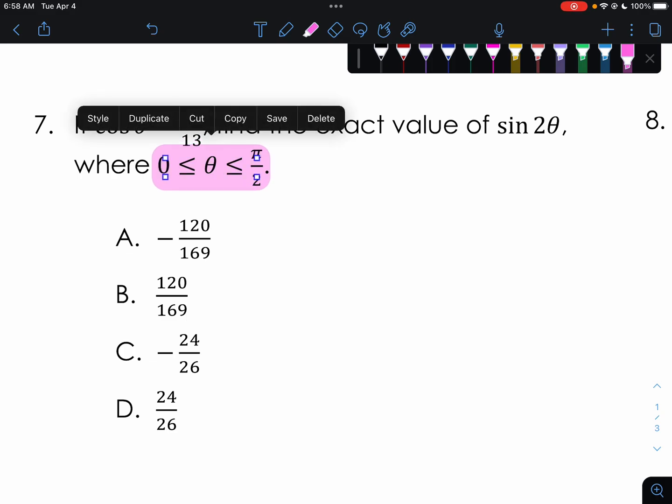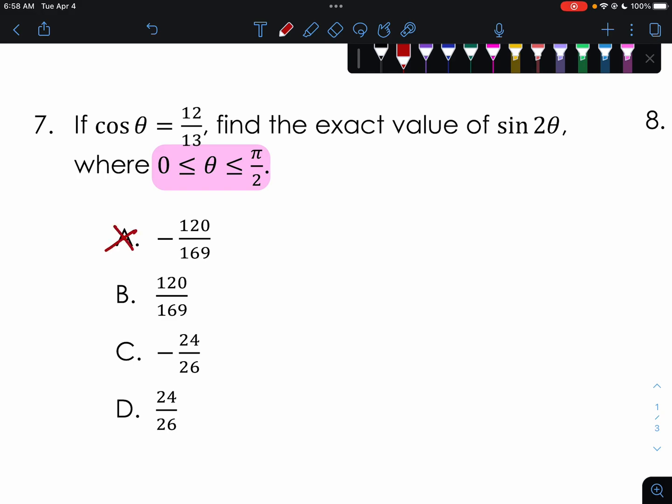What do we know about first quadrant angles? They are all positive. Okay, so since we know that they're all positive, that automatically eliminates answer choice A and answer choice C. So now you're down to a 50-50 chance. Because again, it cannot be negative in quadrant 1.